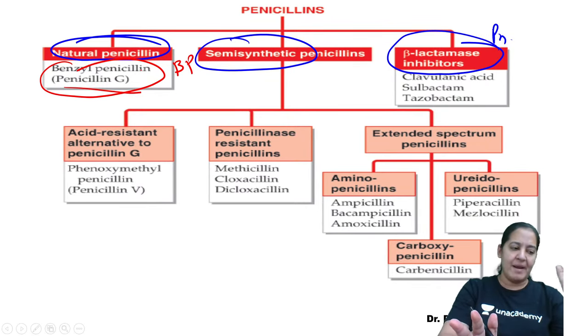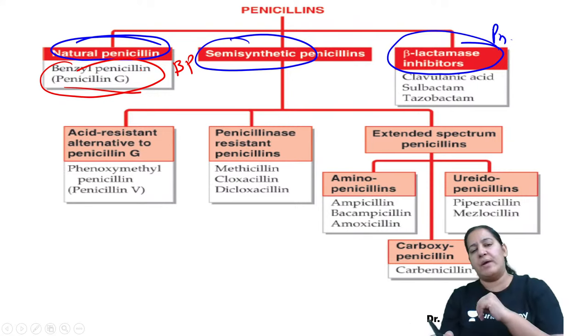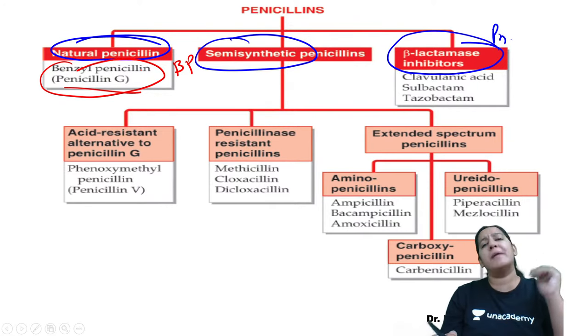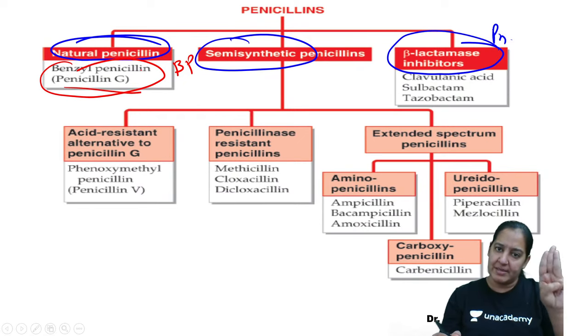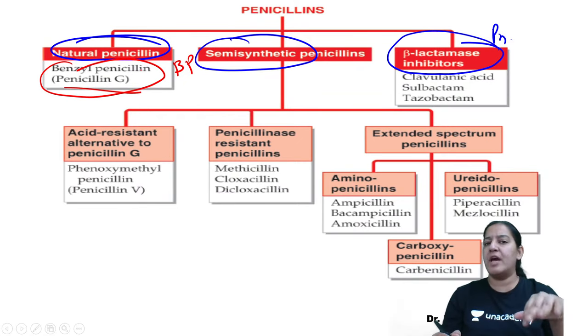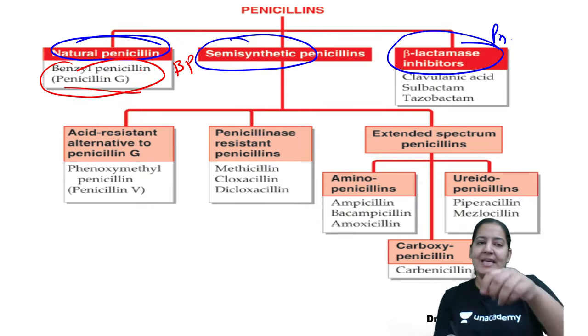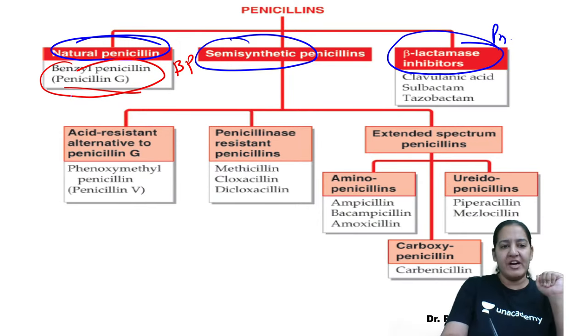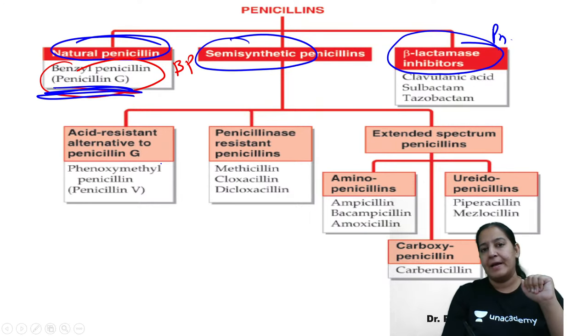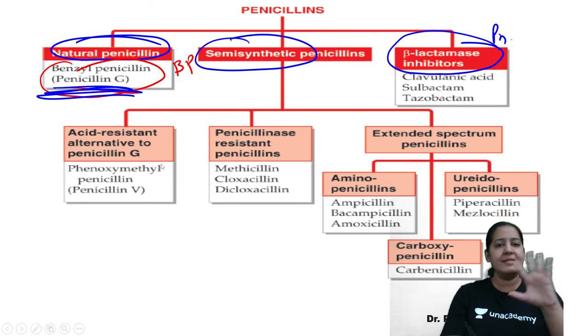You will say, ma'am, if natural penicillin is available, why are you making an artificial one? The natural one is good enough. Why are you making the semi-synthetic and synthetic versions? There are three problems in natural penicillin. To overcome the three problems, we are making three different types of synthetic penicillin. What are the three problems? Let's have a look. The first problem of natural penicillin is that it is acid labile. The stomach contains HCl acid and it is acid labile.